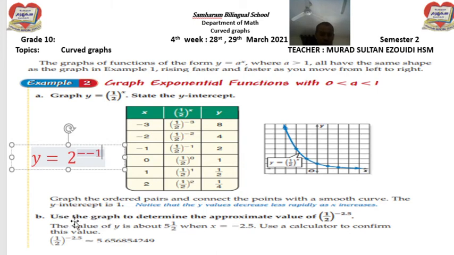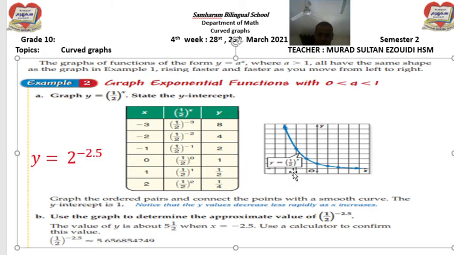So now use the graph to determine the approximate value of 1 over 2 to the power negative 2. Means x should be equal to negative 2.5. You will use your calculator or you will use the graph. When x equals negative 2.5, this is the y-axis, x-axis, this is negative 1, negative 2, approximately at this point. Draw a line like that, and you will find the value of y when x equals negative 2.5. The value of y is about 5 over 2. Use your calculator to confirm that value.